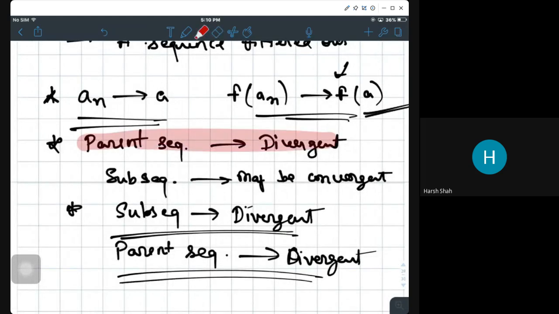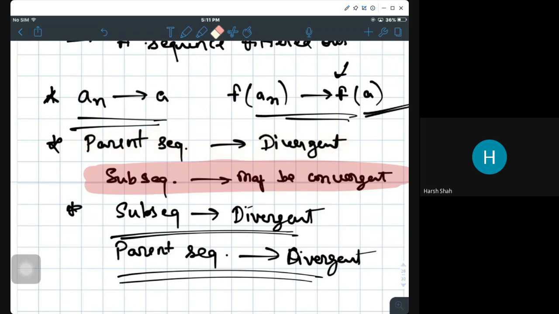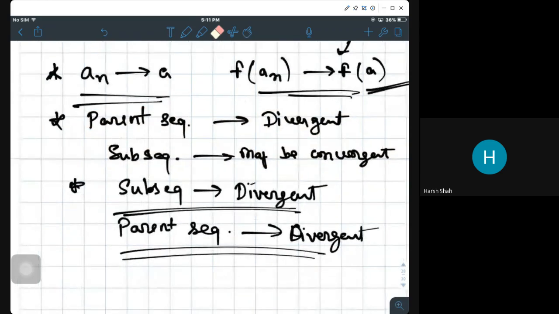If your parent sequence is divergent, your subsequence may be convergent. If you have a bad parent, your child may be good or bad, but if you have a bad child, you will have a bad parent for sure. I mean in terms of sequences. These are the properties of subsequences.